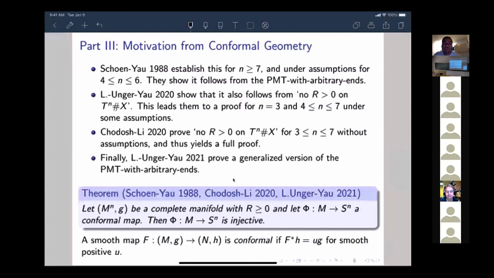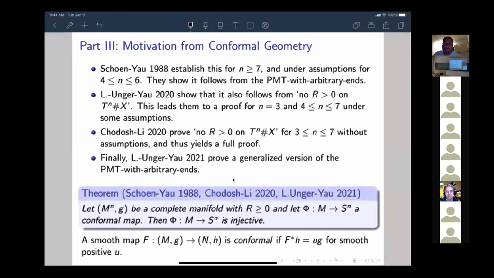I think that's how Chodosh-Li describe it. But basically, that's the conjecture that you can't put a PSC metric on the torus connect sum with X. We saw that for closed X, but now this is for non-compact X, right? So it's your arbitrary X. So for complete non-compact manifold X, is it the case that you can still put a PSC metric on the connect sum of this with the torus?